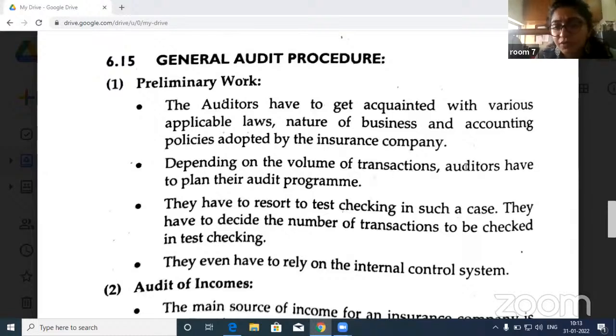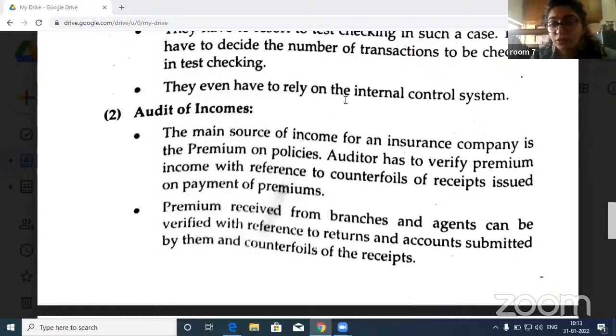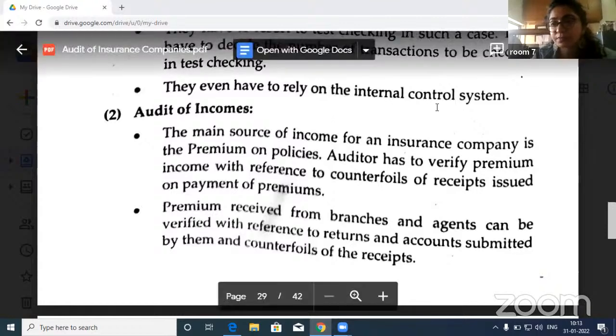Depending upon the volume of transactions, the auditor has to plan his program accordingly. And then he will resort to test checking. If the number of transactions is large, then test checking will be done frequently. And if the number of transactions is small, then he can visit, maybe once a month, to check the transactions. And he will have to rely on the internal control system.